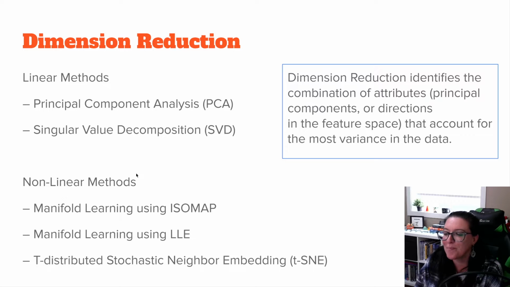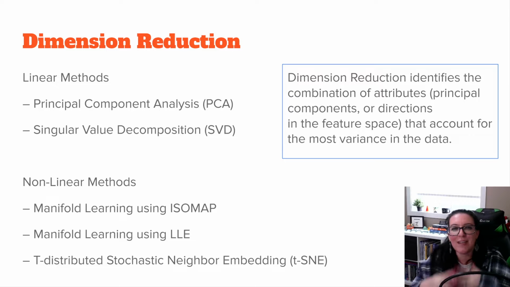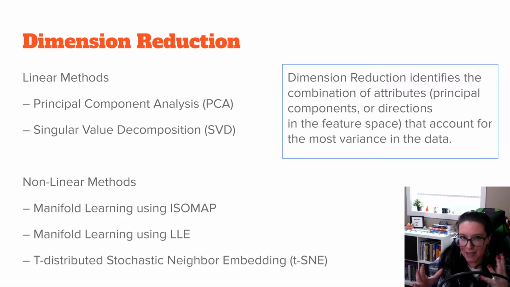So when it comes to dimension reduction, what we're doing is identifying the combination of attributes or principal components or directions in the feature space that account for the most variance in the data. So ultimately, we have all these variables that we are using to label data or find clusters. And so whether we're doing classification models or cluster analysis, we can do dimension reduction.